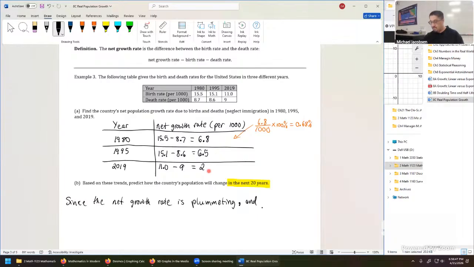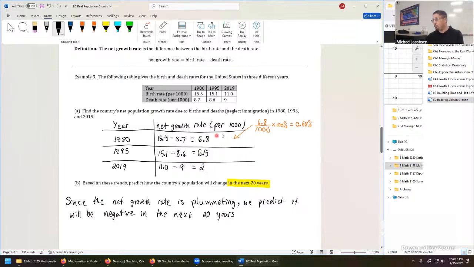And since the net growth rate is plummeting, we predict it will be negative in the next 20 years, which means the population change would have gone from exponential growth, it's growing here, to in 20 years, it's going to be negative, and we're looking at exponential decay. The population of USA is decaying exponentially in the next 20 years.